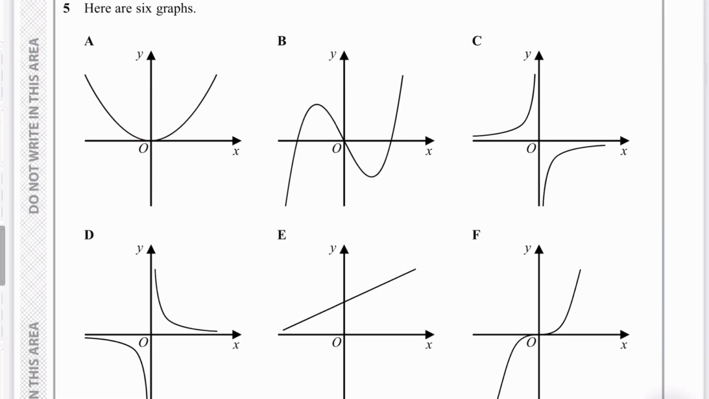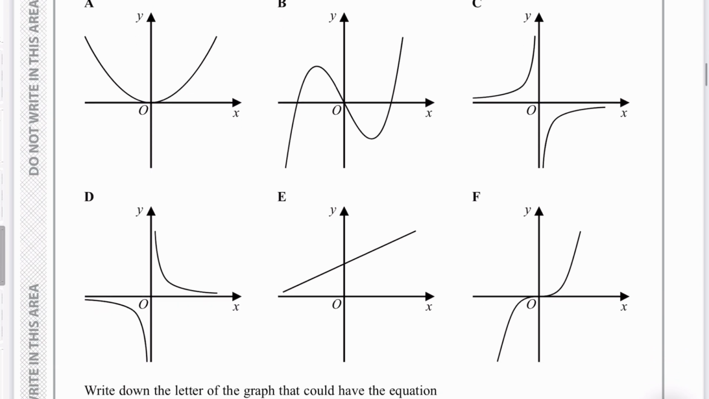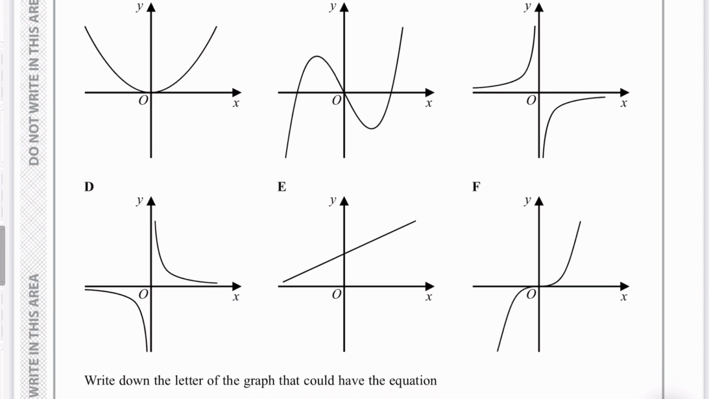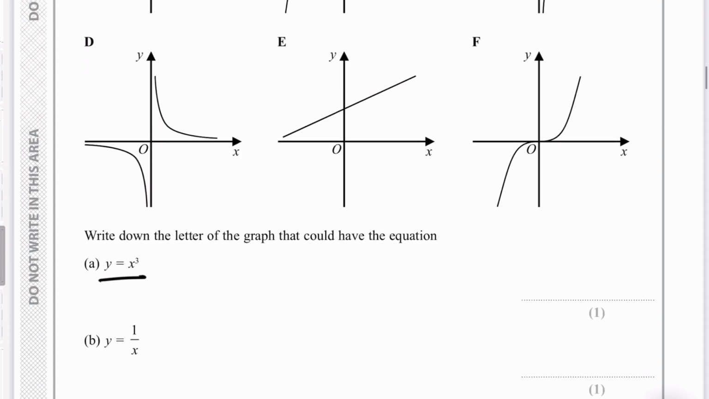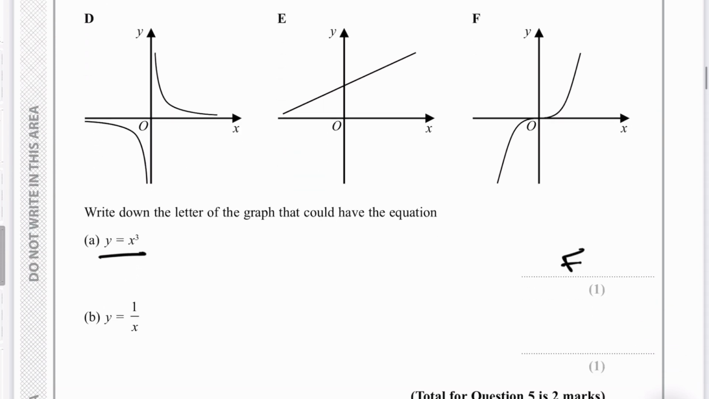Here are 6 graphs, and it says write down the letter of the graph that could have the equation, and we're looking for y equals x cubed. Okay, it's one of those questions that you could work through if you wanted to. They're worth 1 mark, but by process of elimination we'd be looking for graph number F, which is going to be this one here.